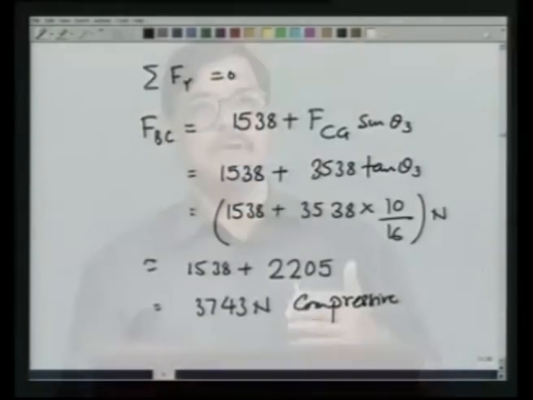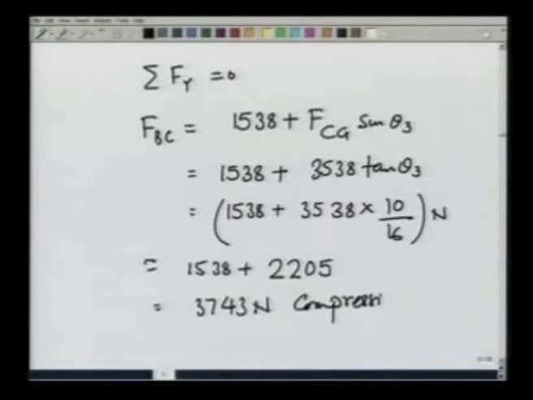So, we have calculated forces up to G_C and B_C. If I know other angles, I can go further and calculate all the forces in all the members.